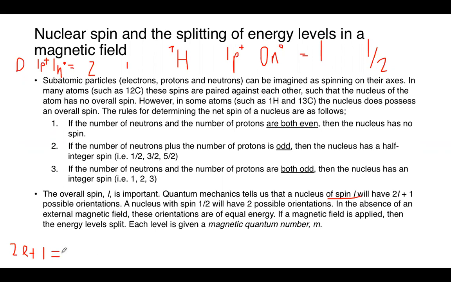So 2I plus 1, so 2 times 1/2 is going to be 1, and 1 plus 1 is 2. So our mI values are going to be 2, which means we have 2 possible orientations: spin up and spin down. So a nucleus with spin 1/2, like our hydrogen up here, will have 2 possible orientations, spin up and spin down, which we already saw on the previous slide.